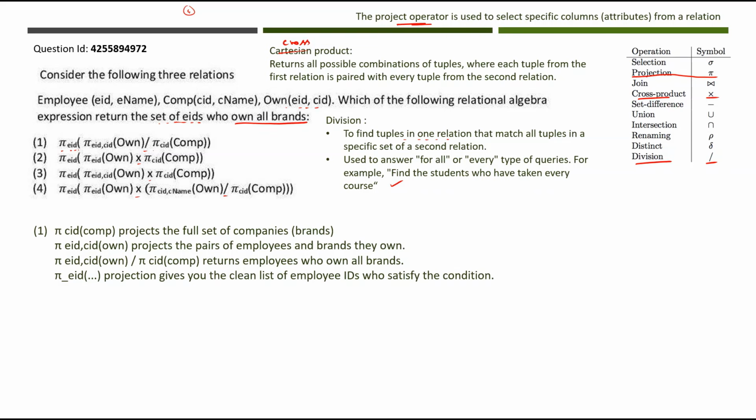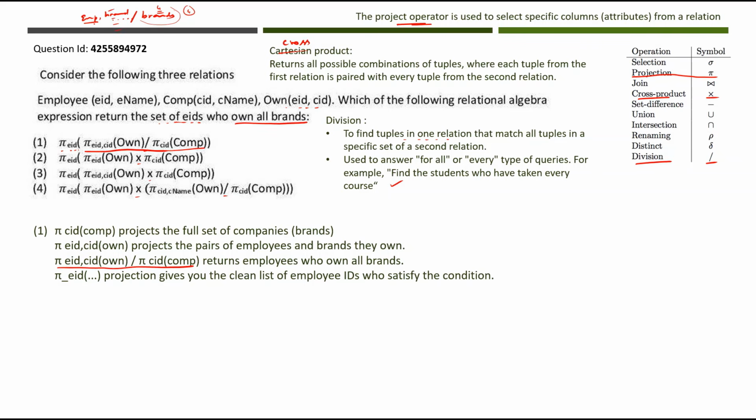So what does project CID comp relation do? This will project the full set of brands. So we have something like division of brands. Project EID CID own projects the pairs of employees and brands they own. This is employees and the brand IDs that they own. What does this division do? This returns employees who own all the brands. There are going to be 4 brands. It will choose the employee whoever has an entry for all the 4 brands.